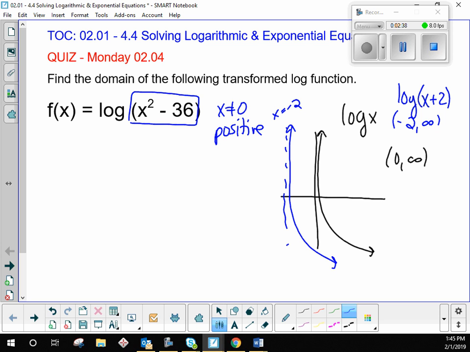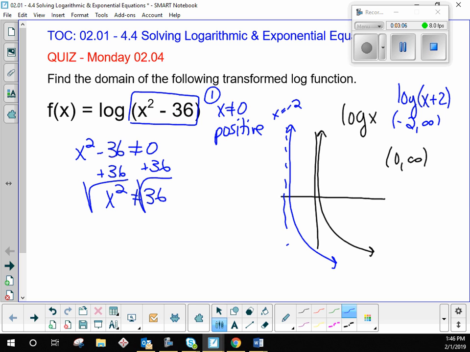Here's how we take care of the first one. Okay, the domain, it can never be 0, whatever you're taking the log of. So this thing right here can never actually equal 0 because it doesn't work. It would be undefined. And so we set that up and we solve by adding 36. X squared cannot equal 36, and I square root both sides. How many answers does that give me? 2, positive and a negative version.